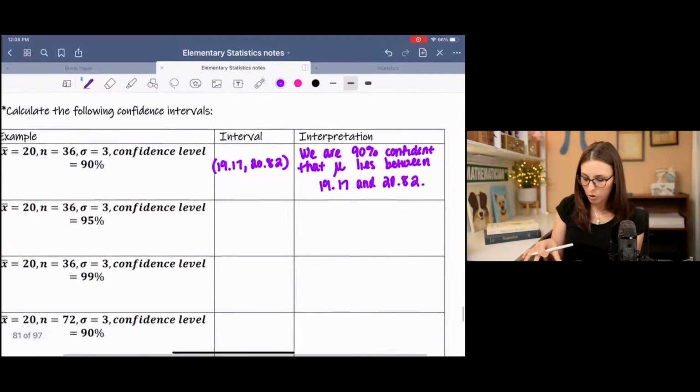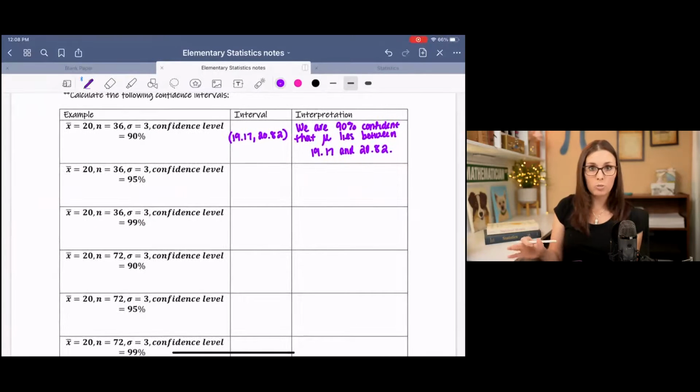I want you to use your calculator. You can do it by hand if you want to, but I want you to practice one or the other. Fill out the rest of this table and then come back.